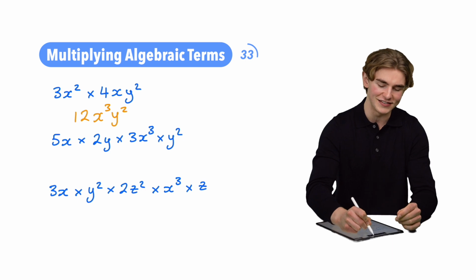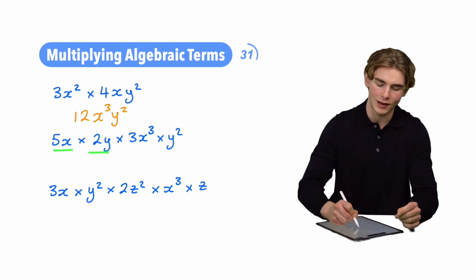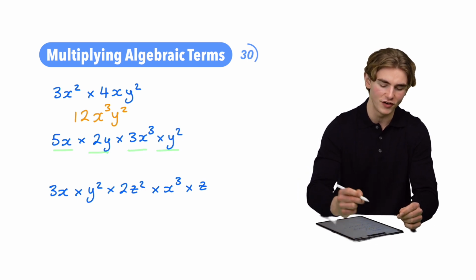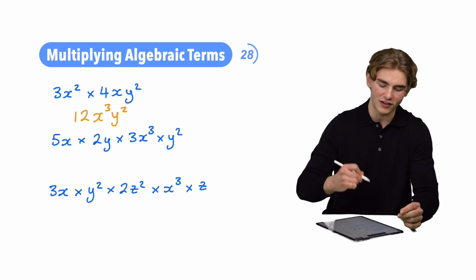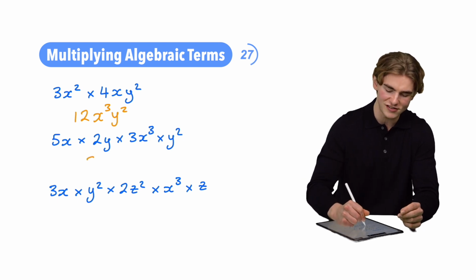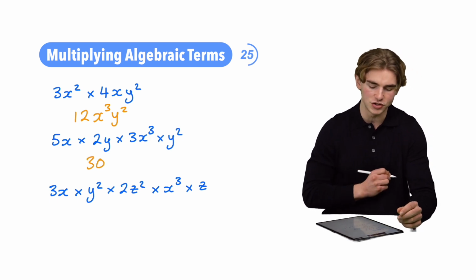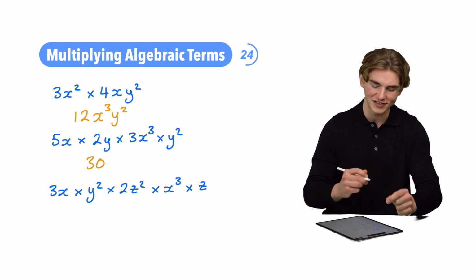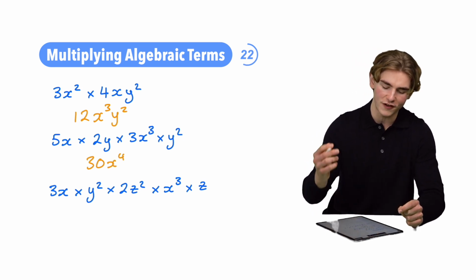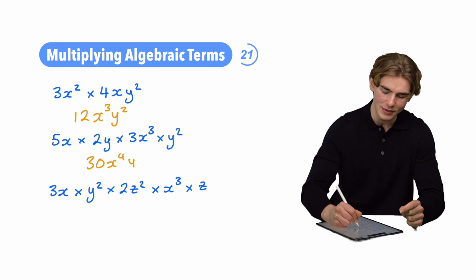What about this next example? We have 5x times by 2y times by 3x cubed times by y squared. First off, our numbers by our numbers. 5 times 2 is 10, times by 3 is going to be 30, so we have 30. Then our individual letters, our x's, we have x times by x cubed, that's going to be x to the power of 4. And finally, y times by y squared, that is going to be y cubed.